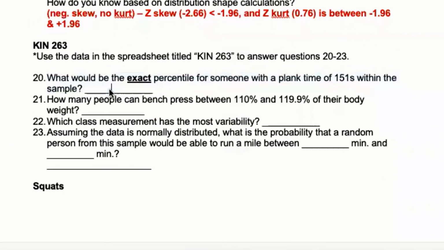So in this example, the exact percentile would be... here, that's what I wanted, 65.59. Again, for these ones, I would tell you how many decimals to round to.